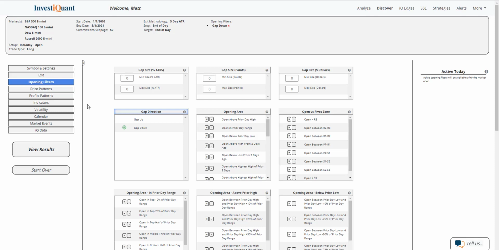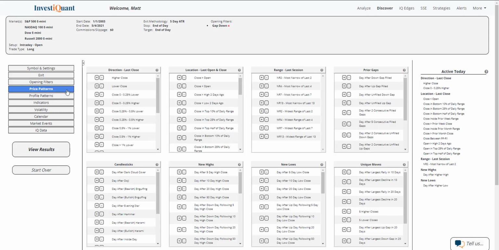All right, now for the price pattern, I'm going to say that yesterday closed below the open. So that means it was a red daily candlestick. I'm going to grab that from the location last open and close, hit equals next to close under open.